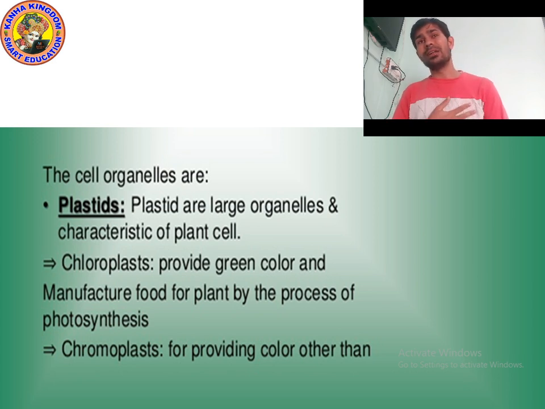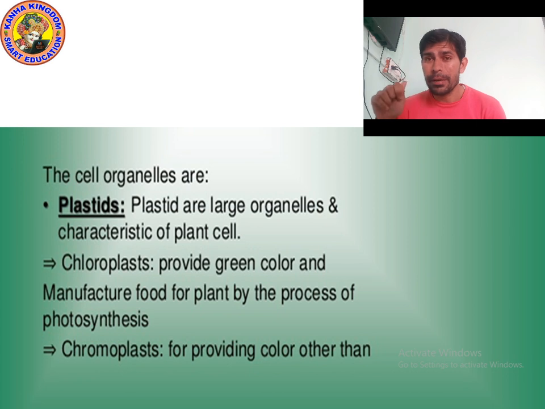You know why the color of our blood is red? Because of a pigment. Which pigment? Hemoglobin. Yes, hemoglobin is the pigment which provides the red color to our blood. In the same way, the green color of the plants, the reason behind it is chlorophyll, which is present inside the chloroplast. Chloroplast is the internal part of plastid.